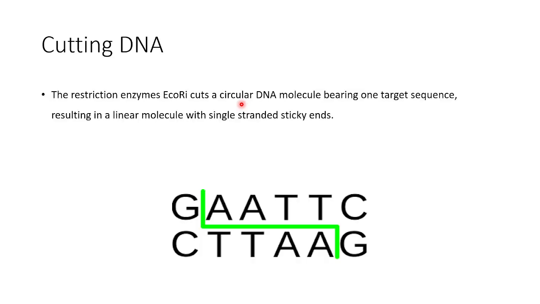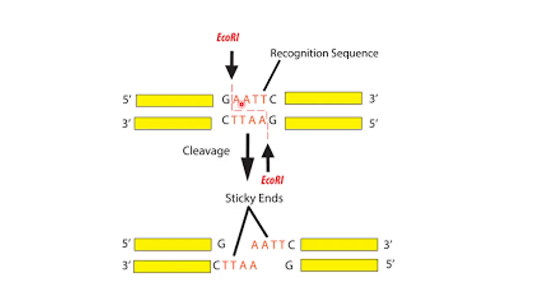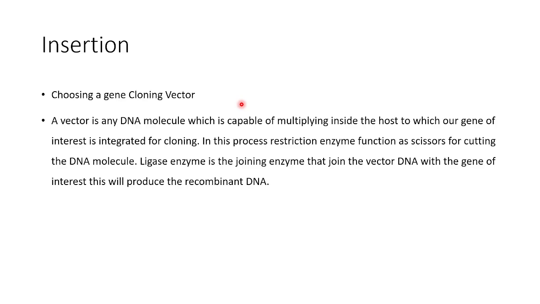Then comes the cutting of the DNA using endonuclease enzymes, to generate sticky ends that allow the formation of a linear molecule with sticky ends. Then comes the joining or the insertion, via the ligase enzyme, the DNA ligase. A vector is any DNA molecule capable of multiplying. Ligase is very, very important for joining the 3' and the 5'. The 3' OH and the 5' phosphate groups get joined via DNA ligase with the help of ATP, which is the source of energy for this ligase enzyme.